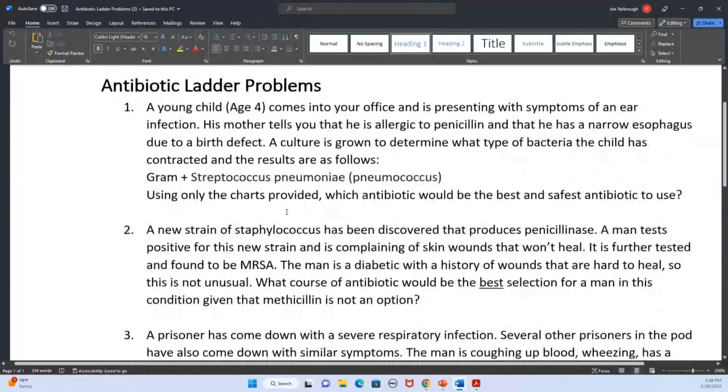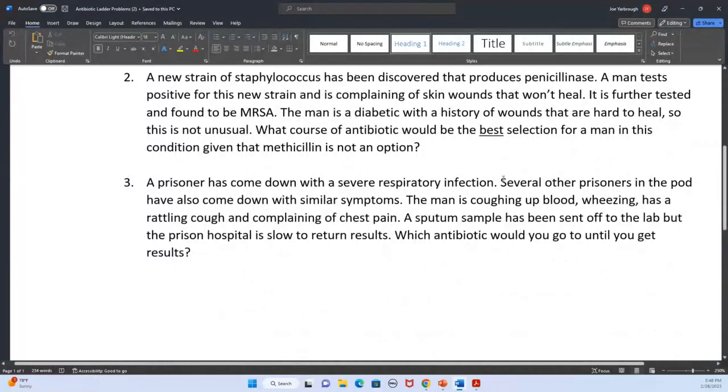So let's look at the last one down here. Prisoners come down with a severe respiratory infection. Several other prisoners in the pod have also come down with similar symptoms. Man's coughing up blood, wheezing, has a rattling cough, and complaining of chest pain. Sputum sample has been sent to the office, prison.